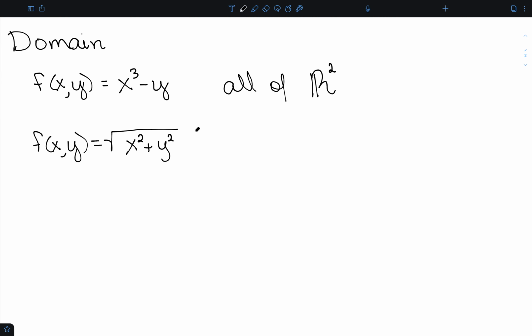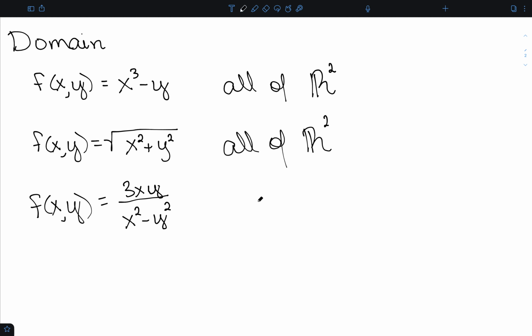If I think about the function f(x,y) equal to the square root of x squared plus y squared, in this case, since I'm squaring x and squaring y, I know that the thing underneath that square root will always be greater than or equal to 0. And I can always take the square root of a number greater than or equal to 0. So the domain of this will also be all of R2.